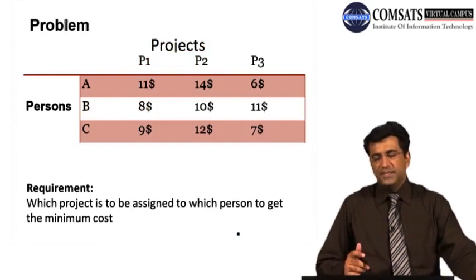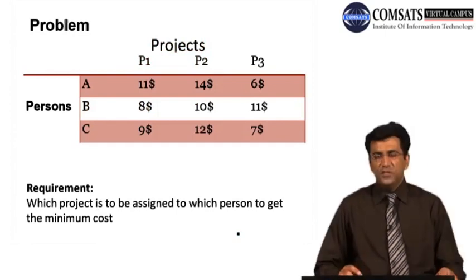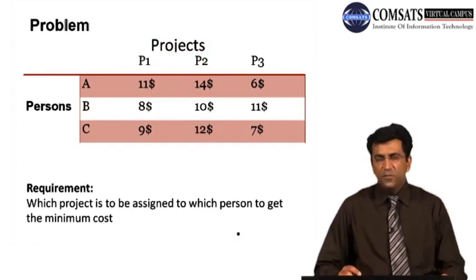Now students, let's discuss another problem. Again, suppose there are 3 projects, P1, P2, P3, and we'll have to assign these projects to the different persons A, B and C. The different cost for assigning a particular project to a particular person is given in this table. That is, $11 is the cost for assigning the project P1 to the person A, $14 is the cost for assigning project P2 to the person A.